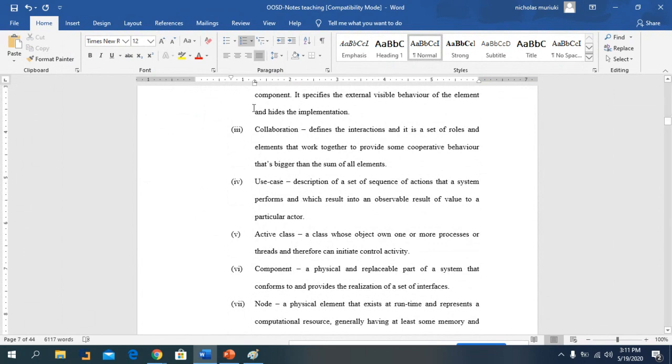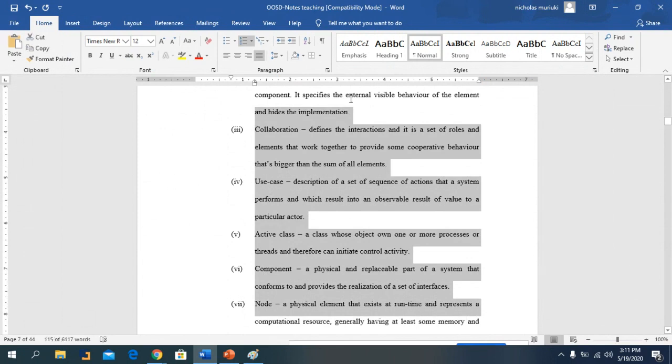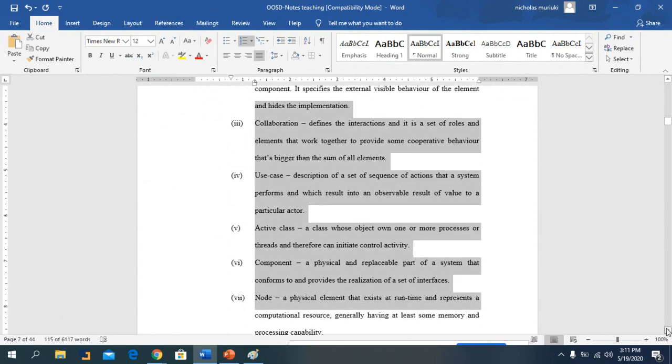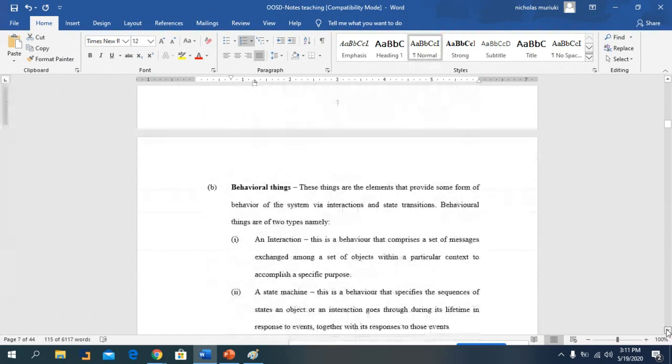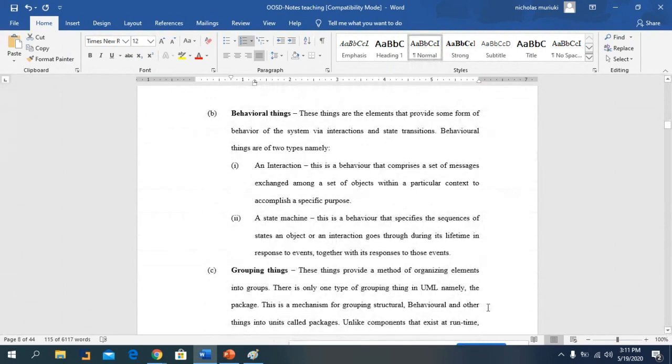So if you look at this structural thing, these are the ones that will be able to assist us to come up with various behaviors. And the behaviors, mostly, I can relate it to interaction or the actions that are supposed to be done by this structure. What can we do with this system? One, we can do what you call interaction. We can interact. We can have a state machine. A state machine is an interaction of an object, or what makes this interaction to be acted upon.